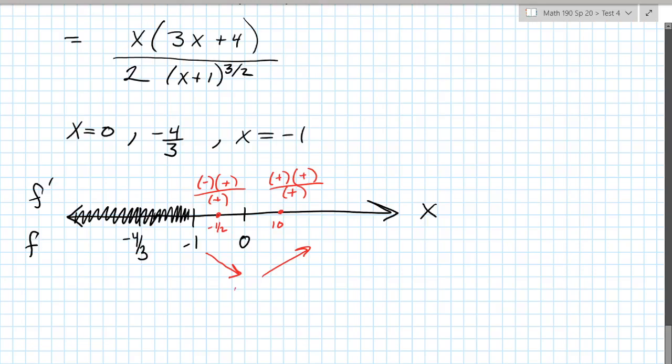Now, we can say we have a local min. And it would be correct to say, since we're only decreasing then increasing for the whole domain of the function, that this would also be an absolute min as well.